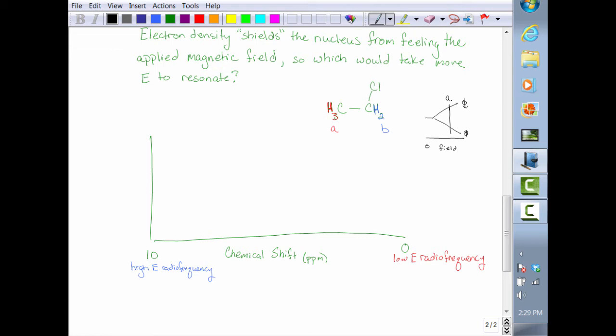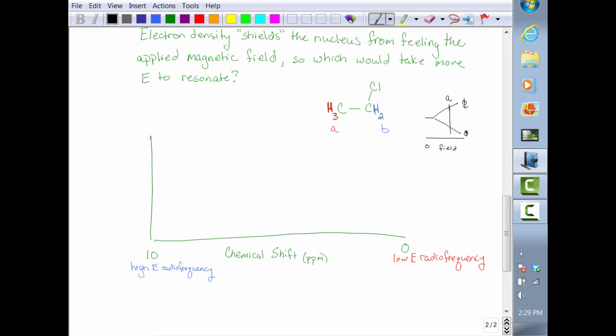No, so sorry, maybe I didn't explain this well. Each of those hydrogens is surrounded by an orbital of electron density, right? So when you apply a field, the nucleus doesn't actually feel the entire field because it's shielded by this force field of electrons that repels the field. So whatever field you actually apply, none of the nuclei feel that entire field because they're all shielded somewhat by electron density.